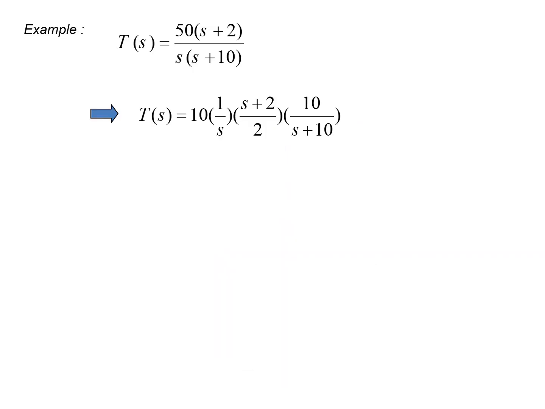For example, if we have the transfer function Ts equal to 50 in the bracket S plus 2, divided with S in the bracket S plus 10, then we can change this transfer function to become Ts equal to 10 in the bracket 1 per S, multiplied in the bracket S plus 2 per 2, and then multiplied in the bracket 10 divided with S plus 10. Okay, like this. We look at how the solution is.